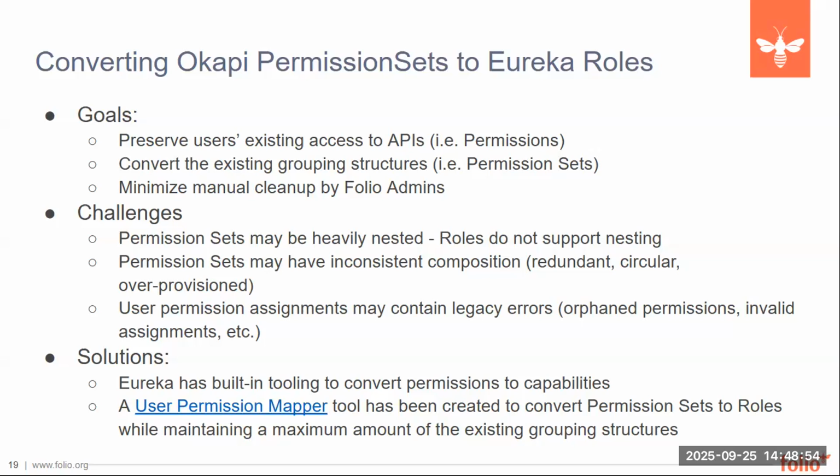The challenges are obviously that the permission sets may be heavily nested. I've seen some that are 5, 6, 7 layers deep, and we don't support nesting in the roles. There may also be other problems, like inconsistent composition. Looking at some of these existing things, I found circular permission set definitions, where A includes B, that includes C, that also includes A.